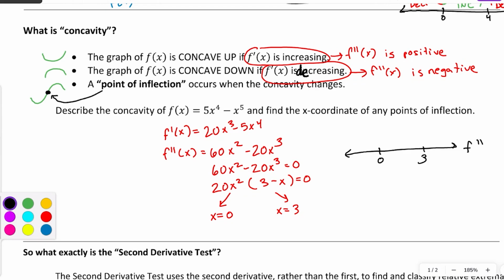If we plug in a number like -1, now this 20x squared is just always going to be positive, so we can safely ignore that. So if we do 3 minus -1, that's going to be positive. If we plug in a number like 1, 3 minus 1 is also positive, so we do not have a sign change there, meaning there's no point of inflection. And then if we plug in a number like 10, we get a negative value. So there's only one point of inflection here, and it's at x equals 3.